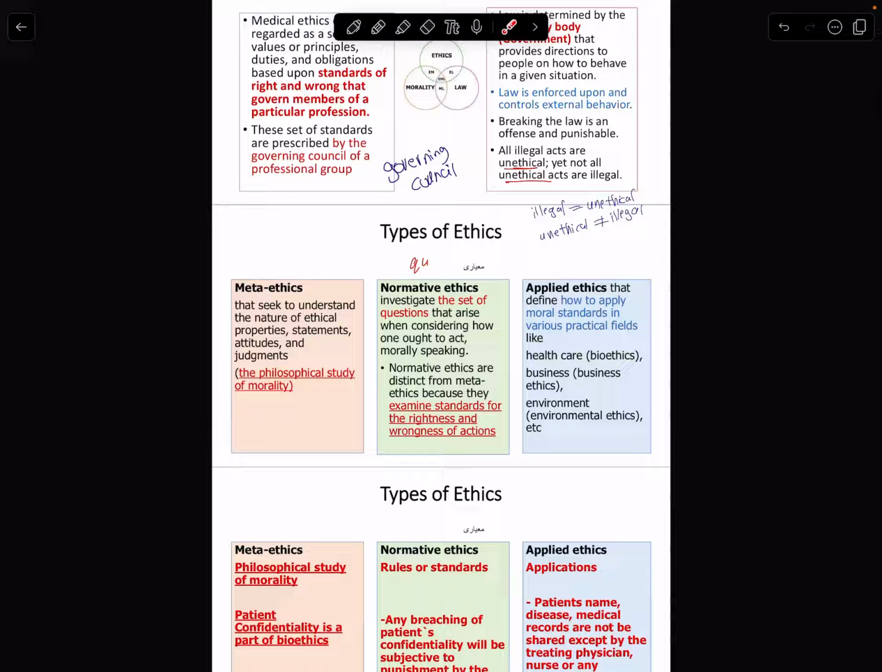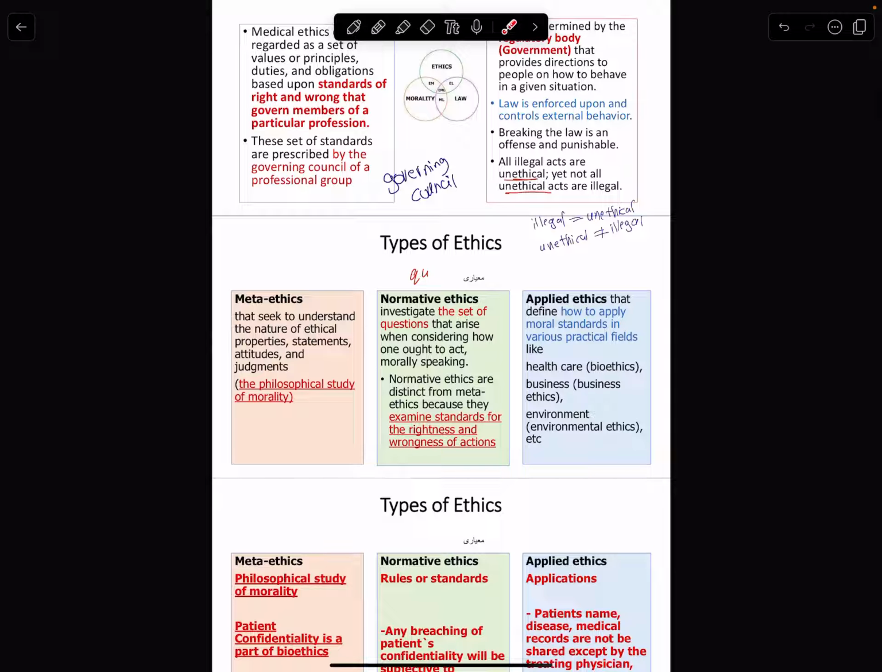Okay, so metaethics is basically when you try to philosophically study ethics and understand all these ethical properties. Normative ethics is how we bring ethics into our own lives, and it puts the standards for the rightness or wrongness of an action, right? So it's a set of rules. If you punch someone for no reason, of course you're not an ethical person. So then you set a rule: if you punch someone, you go to jail, and that's normative ethics.